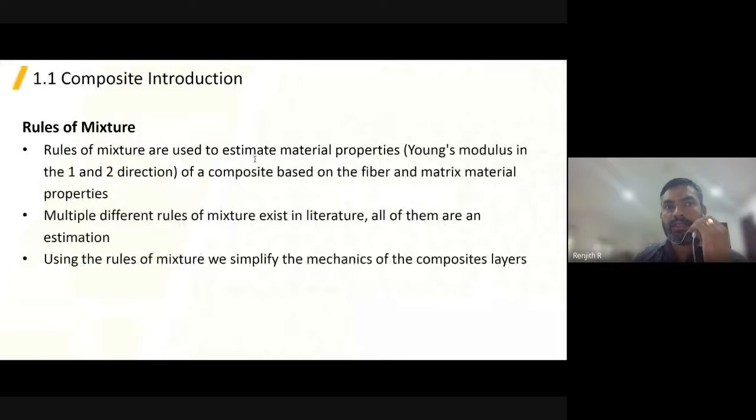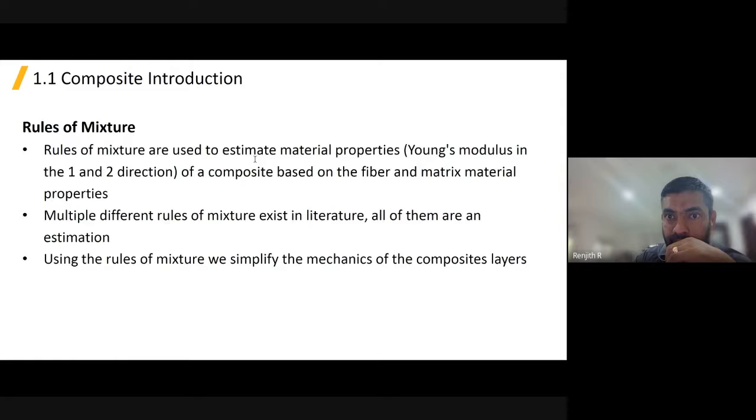So rules of mixture is used to find out the mechanical properties with respect to the constituent materials. Normally with the help of rules of mixture, we will find out two properties, that is in the fiber direction and the perpendicular direction, that is perpendicular to the fiber direction.